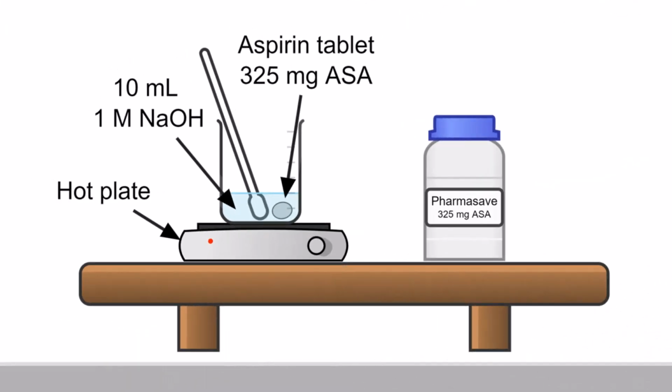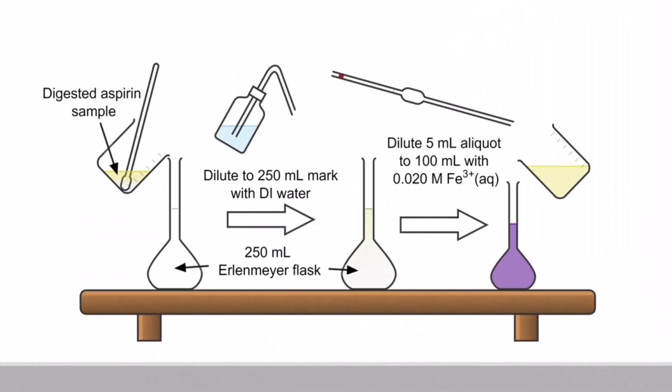We are using PharmaSave brand of aspirin with a reported value of 325 milligrams of acetylsalicylic acid, or ASA, per tablet. The experiment begins with the digestion of one of these aspirin tablets in 10 milliliters of 1 molar sodium hydroxide. The solution is then diluted to 250 milliliters in a volumetric flask with deionized water, followed by a further 20-fold dilution in a 100 ml volumetric flask using the 0.020 molar iron(III) solution.